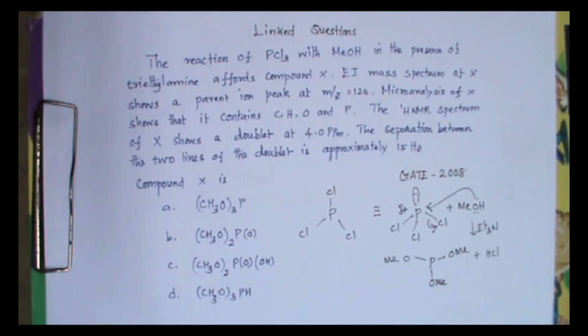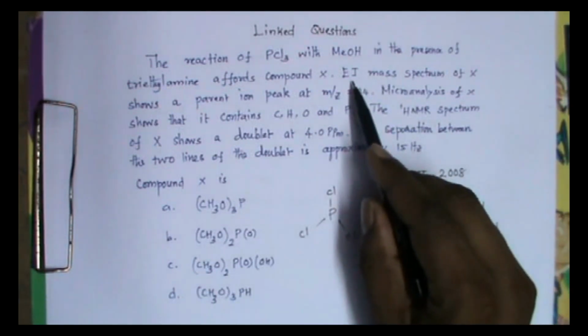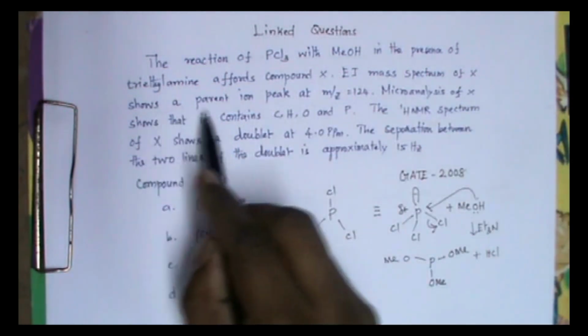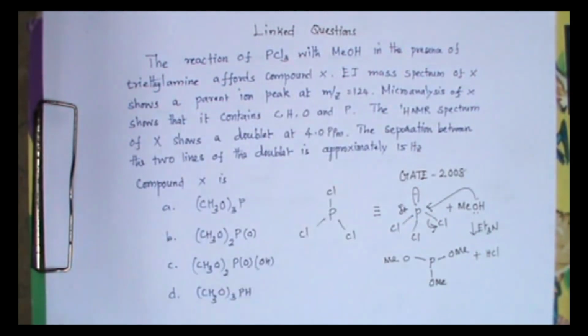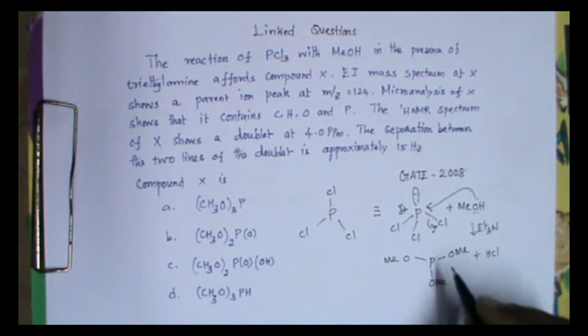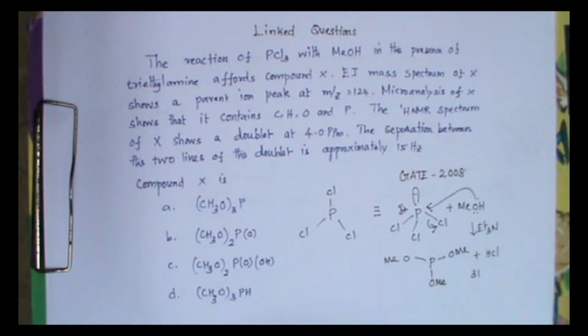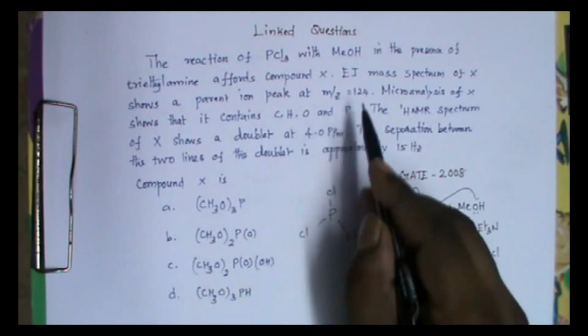Now let us go to the clues or hints that are given. EI mass spectrum of X shows a parent ion peak at m/z value 124. Phosphorus 31, oxygen 16, methyl 15. So that also will be 31 in total from the three... totally there will be 124 if you add. The mass of trimethyl phosphite is 124.